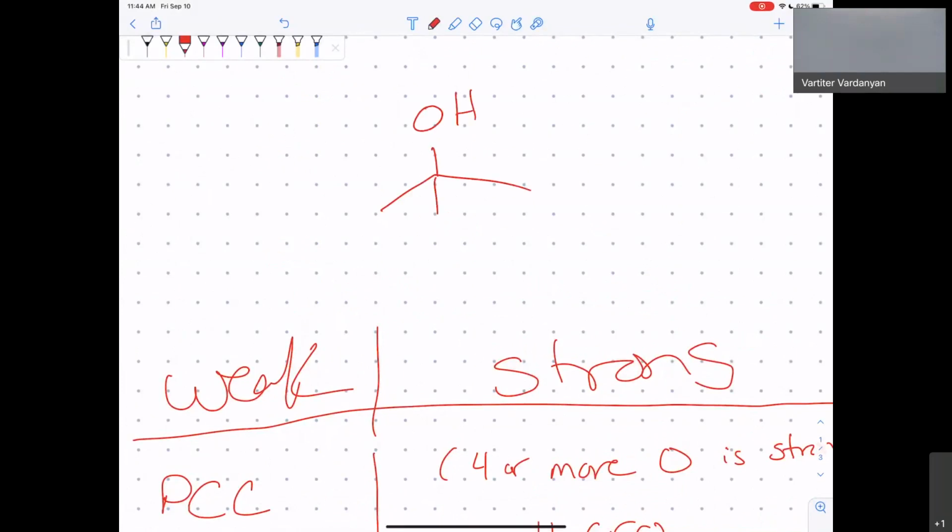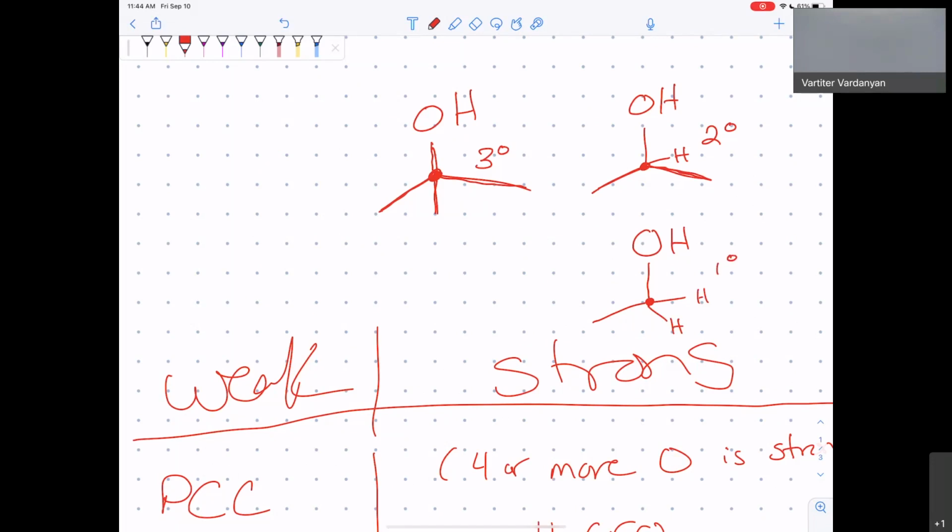This is a tertiary alcohol because the OH is attached to a carbon that's attached to 3 carbons. 3 carbons equals tertiary. This OH is attached to a carbon that has 2 carbons and 1 hydrogen. 2 carbons equals secondary. This OH is attached to a carbon that is only attached to 1 carbon, 2 hydrogens. 1 carbon equals primary.